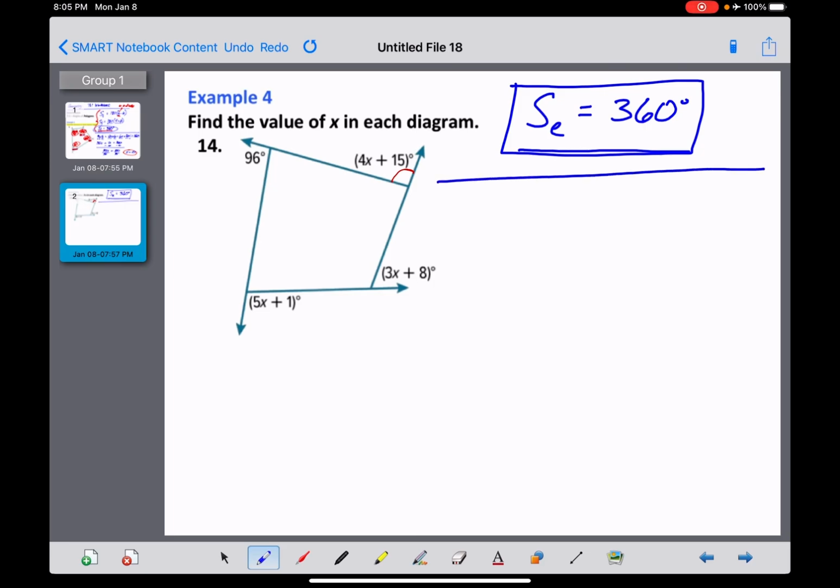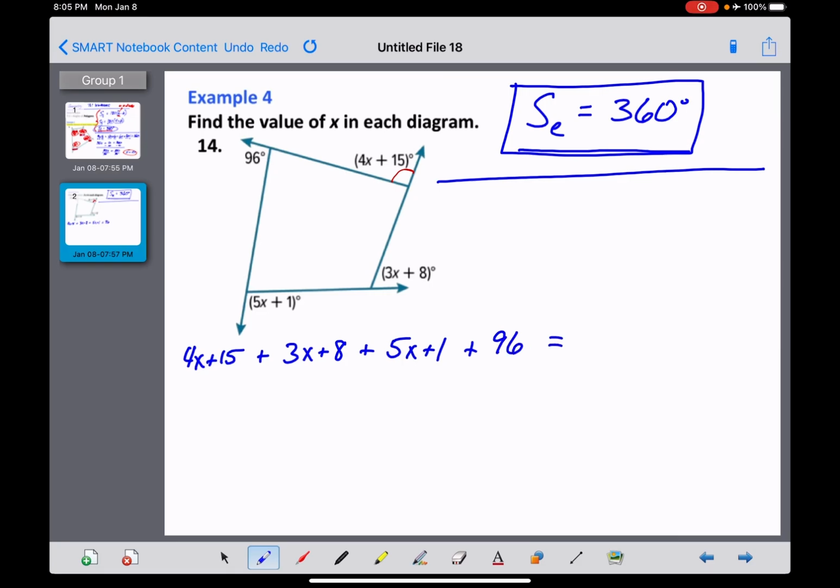So, I'm now going to take my 4 exterior angles here and add them all together. So I can start anywhere I want here. I'm going to go with a 4x plus 15 to begin, and I'll add to that a 3x plus 8. That's the second exterior angle. The third is 5x plus 1. And we'll add that to the 4th exterior angle, which is 96.